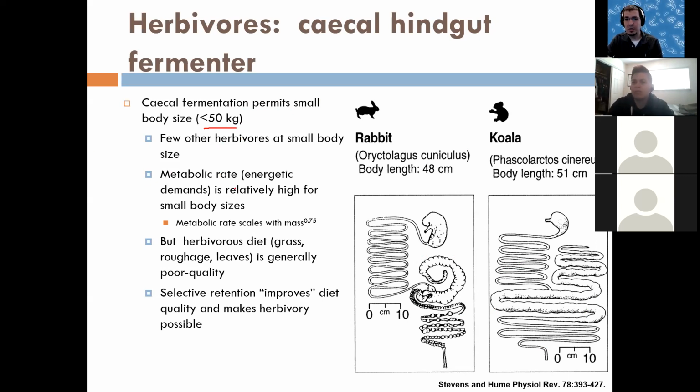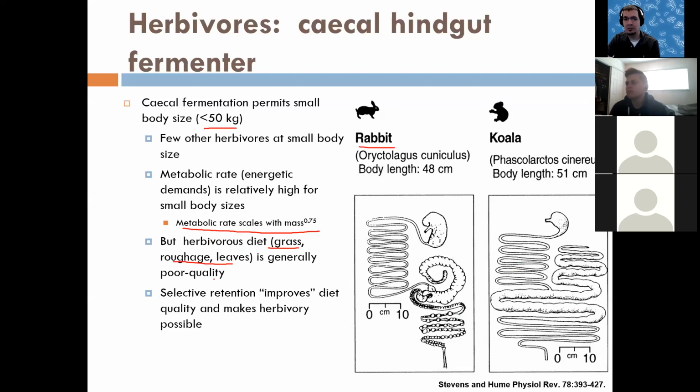So metabolic rate is very high for small body sizes. A rabbit has a much higher metabolic rate per gram of tissue than a horse. And the reason for it, you may have learned it during physiology classes, metabolic rate scales with body mass to the 3/4 power. So again, it's relatively high in small animals, relatively low in large animals. And this poses a problem for small animals that eat an herbivorous diet.